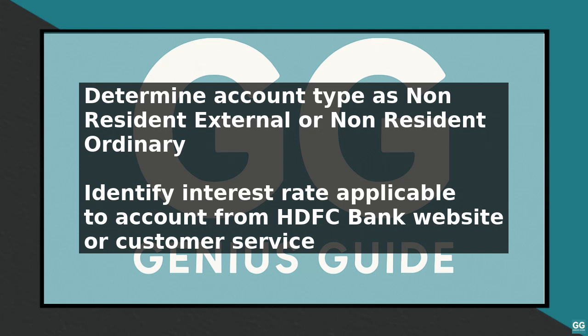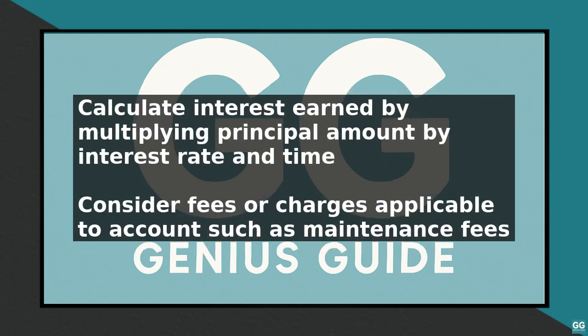contacting customer service. Calculate the interest earned on your account by multiplying the principal amount by the interest rate and the time period. For example, if you have a principal amount of $100,000 and an interest rate of 4% per annum, the interest earned in 1 year would be $4,000.